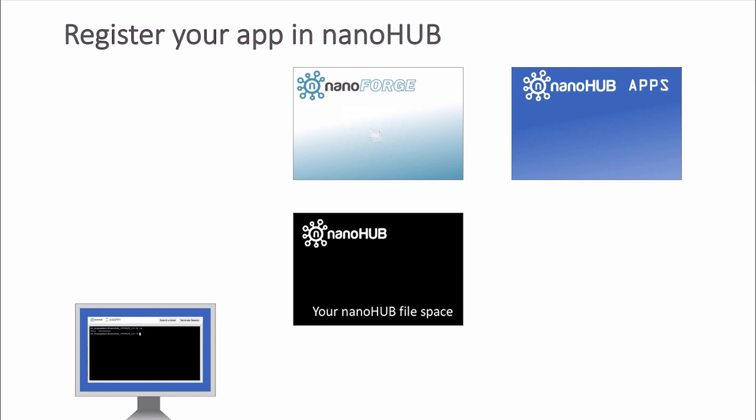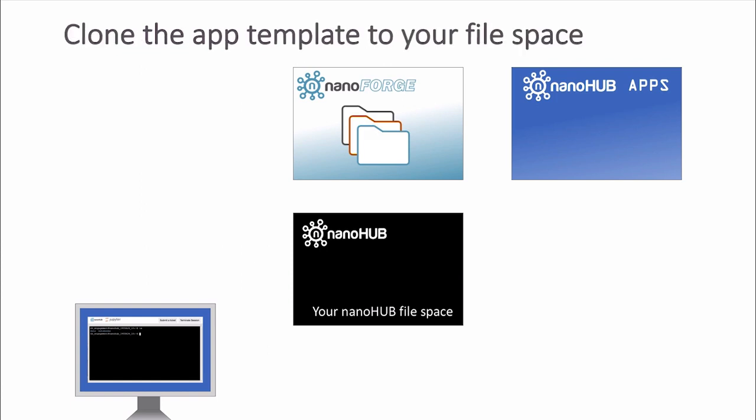If you use nanoFORGE as your code repository or repo, the first step is to register your app in nanoHUB. This will create a template for your app in nanoFORGE. The template is a set of 7 folders and an invoke file that nanoHUB looks for in order to run your app. Details about what goes into these folders and how to write the invoke script are given in another presentation. Once you have registered your app, you will clone the app template into your nanoHUB file space.